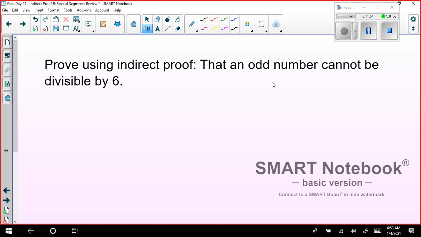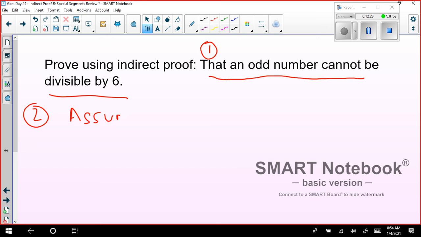Prove using indirect proof that an odd number cannot be divisible by 6. Okay, we have to prove using indirect proof that an odd number cannot be divisible by 6. So the first step is always to identify what we have to prove. We have to prove this one. That's our first step. Second step, we have to assume whatever we have to prove is false. Assume that odd numbers are divisible by 6.